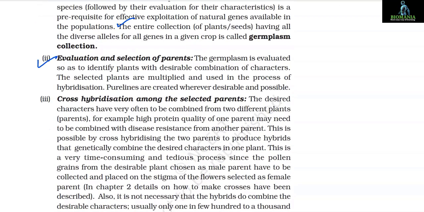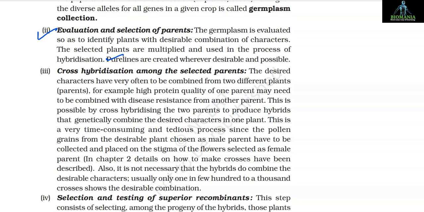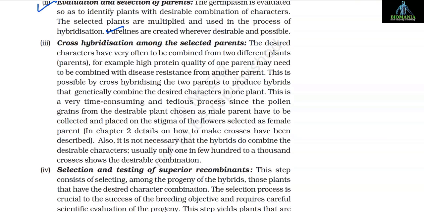Number 2, evaluation and selection of parents. The germplasm is evaluated so as to identify plants with desirable combination of characters. The selected plants are multiplied and used in the process of hybridization. Pure lines are created wherever desirable and possible.